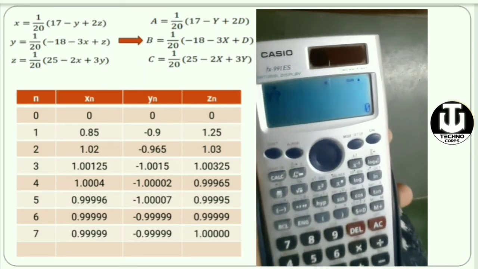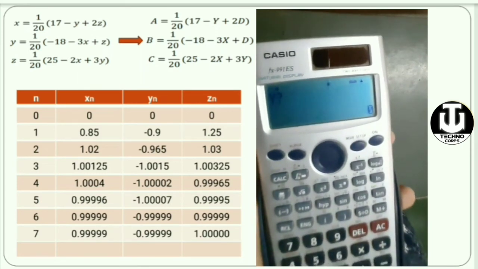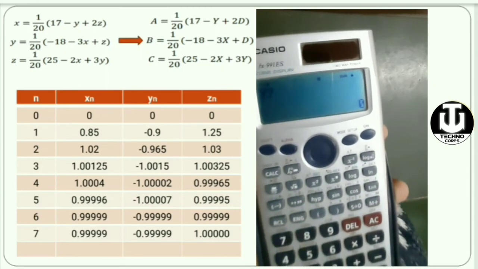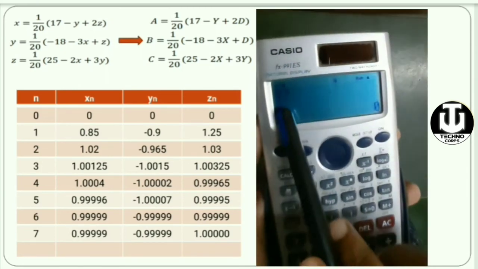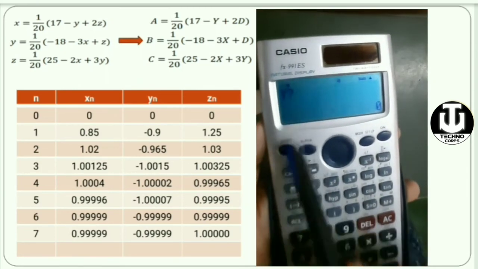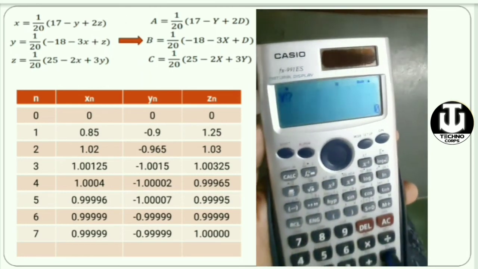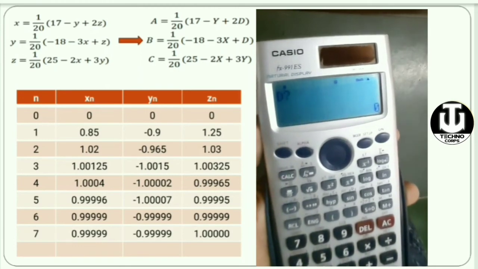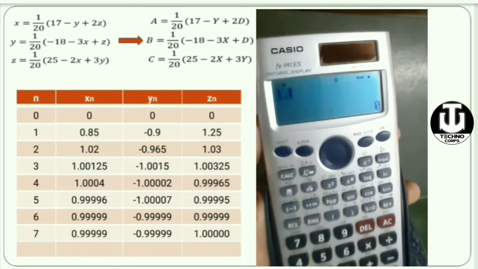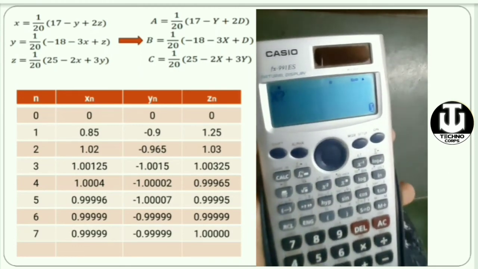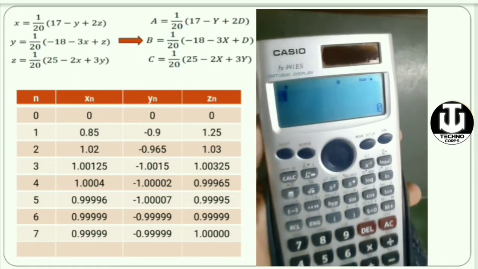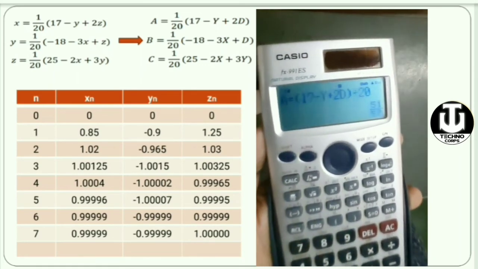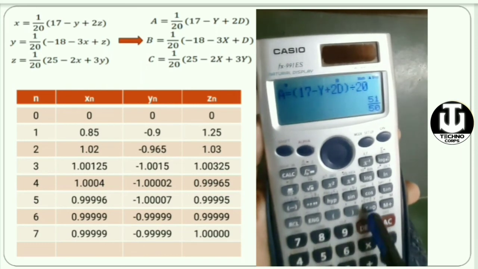Now going for the second iteration. For the second iteration we keep the values of x1, y1 and z1. Just remember this sequence. It is asking first for the y value. What is my y value? That is minus 0.9. Pressing equal. What is z? It is 1.25. What is asked for x? That is 0.85. So we have assigned all three values of x, y, z.